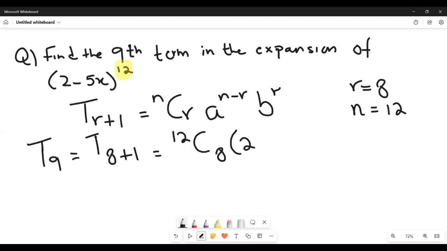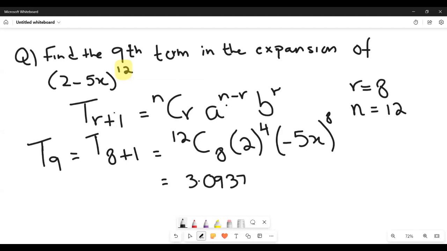12C8. A is the first term of the binomial expression, 2 power N minus R. So that's 12 minus 8, which is 4. B is minus 5x and R is 8. So the ninth term, which we got pretty quickly, is going to be 12C8 times 2 power 4 times minus 5 power 8, which is giving me a huge value, 3.0937 into 10 power 9 x power 8. This is the ninth term.